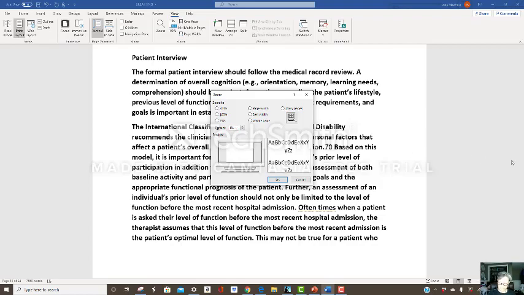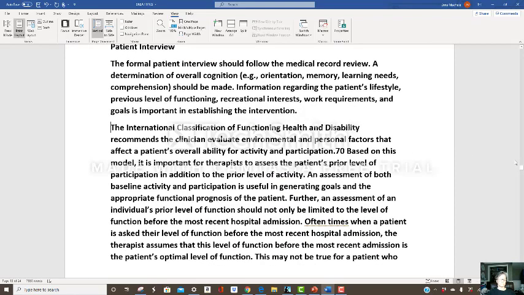Based on this model, it is important for therapists to assess the patient's prior level of participation in addition to the prior level of activity. An assessment of both baseline activity and participation is useful in generating goals and the appropriate functional prognosis of the patient. Further, an assessment of an individual's prior level of function should not only be limited to the level of function before the most recent hospital admission.